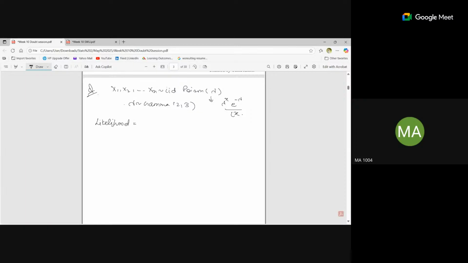Now, what is the likelihood? The likelihood is the product over i from 1 to n of e raised to the power minus lambda, lambda raised to the power x upon factorial x. If I take the product, this will be e raised to the power minus n lambda, lambda raised to the power summation of xi, divided by the product of factorial xi.